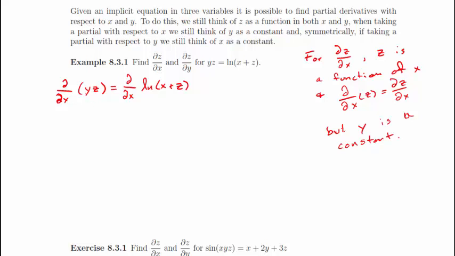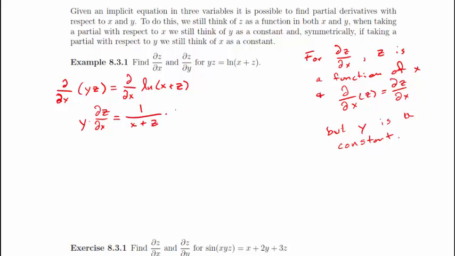So when I'm looking at this over here, the partial with respect to x of y times z, y is thought of as a constant, z is a function. So this just stays as y times the partial of z with respect to x equals. Now the derivative of the natural log, as long as it has a variable inside, the variable that we're taking our partial derivative with respect to, then this is 1 over the input.